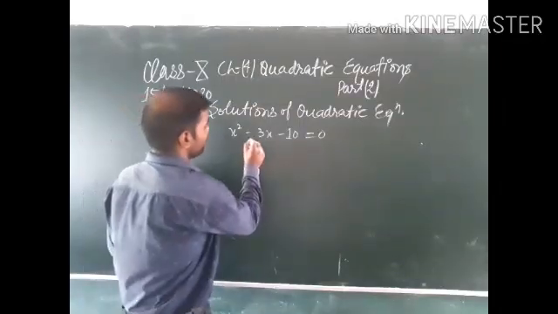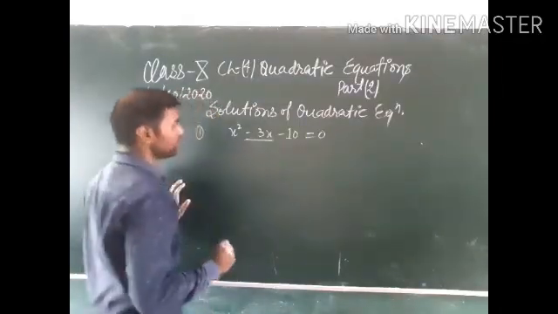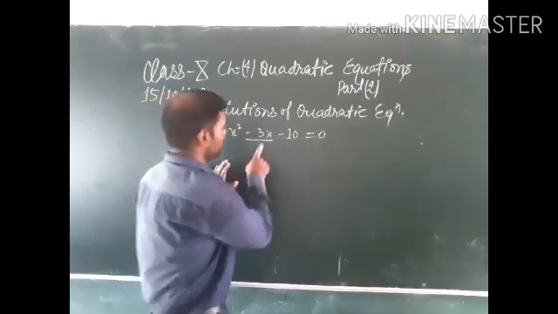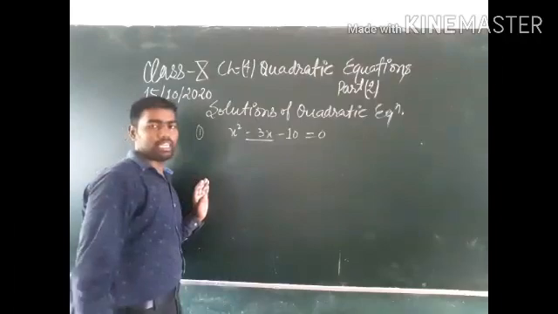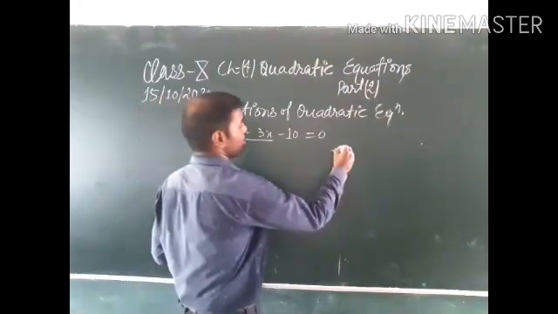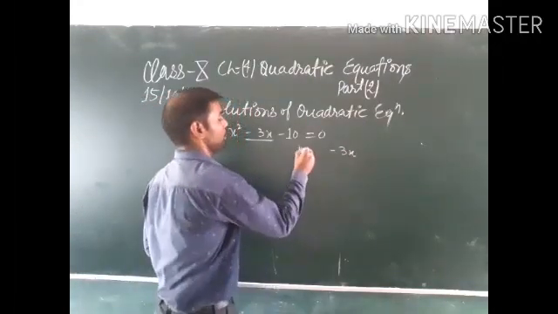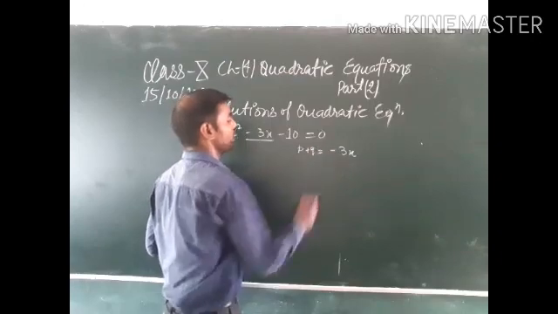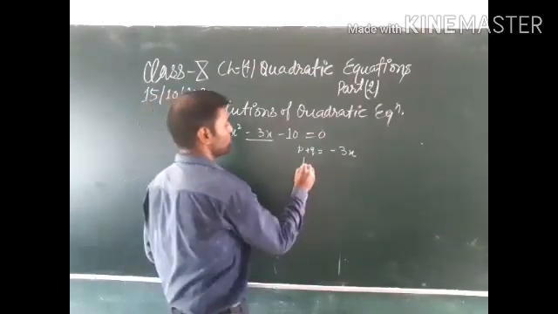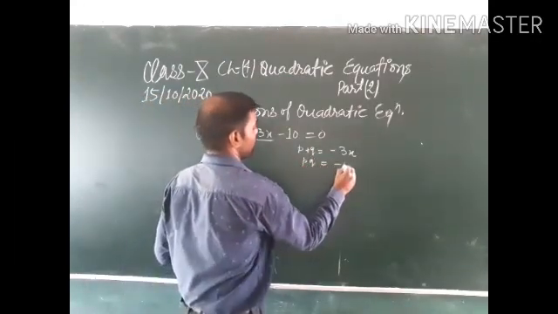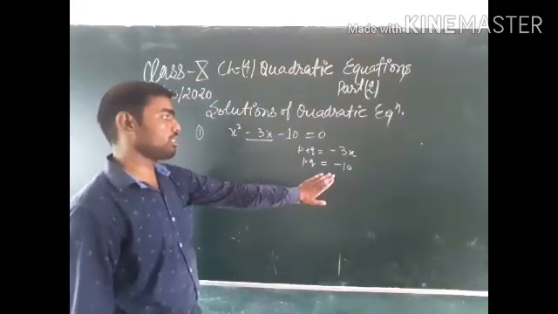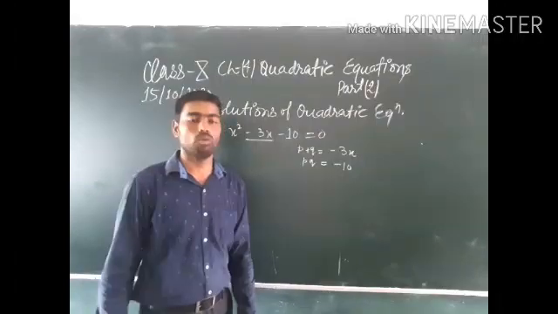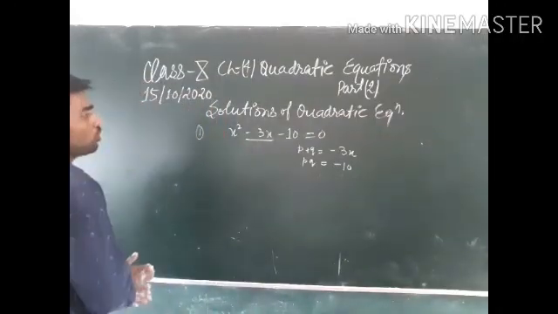The middle term is minus 3, and the product of the terms gives minus 10. It means p plus q is equal to minus 3, and p into q is equal to minus 10. So what are the values of p and q?